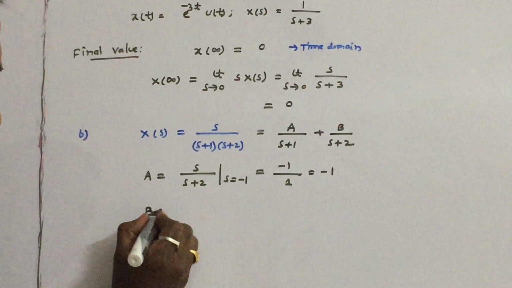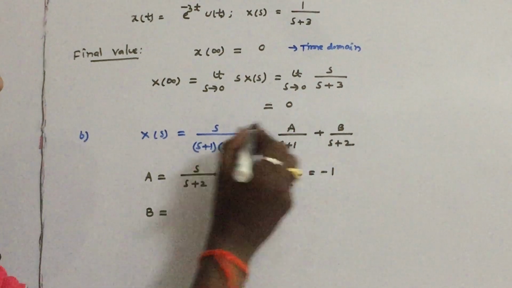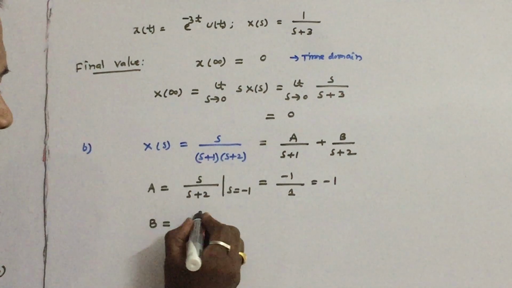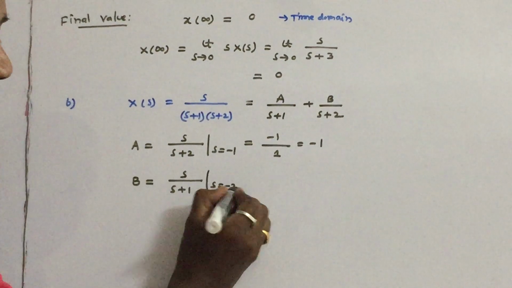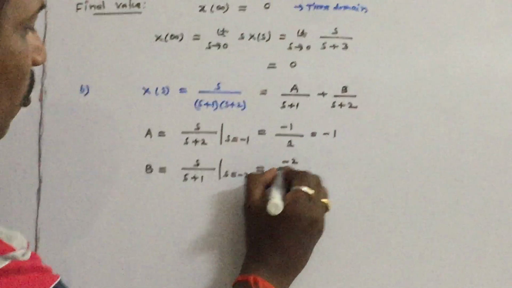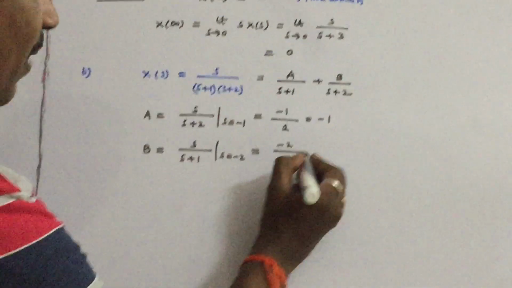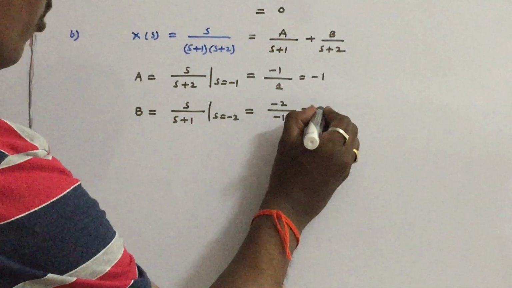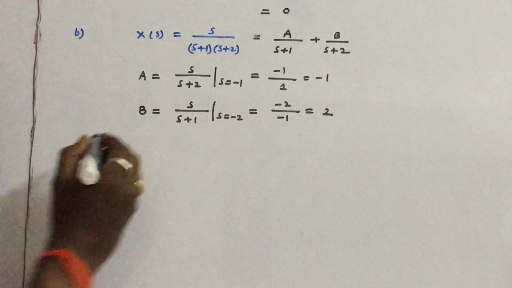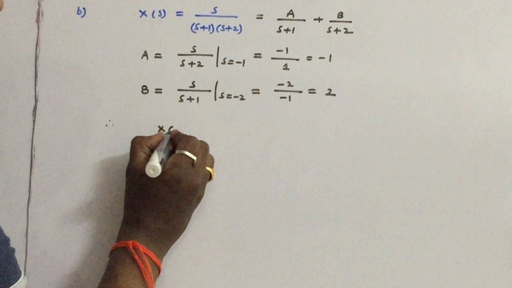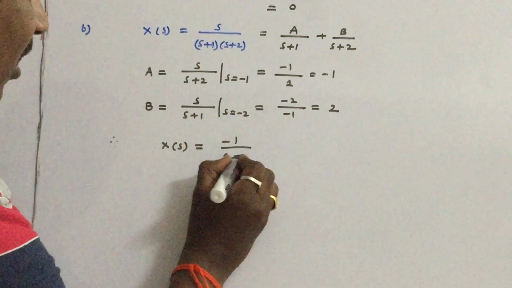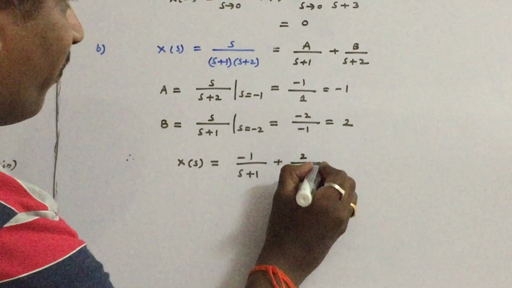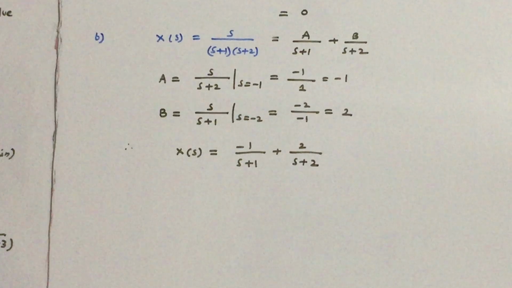Similarly find b. So what is b? Multiply this function with s plus 2. So it will become s by s plus 1. Substitute s is equal to minus 2. So it will become minus 2 by minus 2 plus 1, which is minus 2 by minus 1. So it will come out as 2. So therefore, what is x of s? What is a? Minus 1 by s plus 1. What is b? 2 by s plus 2.